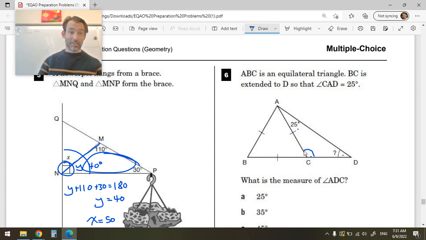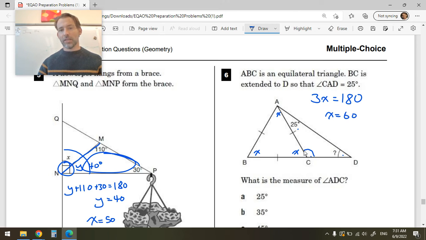But I can't just find C right away. Well, actually, I know what C is. I can look at it and tell you. The reason I can tell you is because this angle is the same as that angle, is the same as that angle, because they're all equilateral triangles. So that's an equilateral triangle. So 3x equals 180. Okay, 3 times that angle is 180. And then you divide by 3 and you get x is equal to 60. So this has to be 60 degrees.